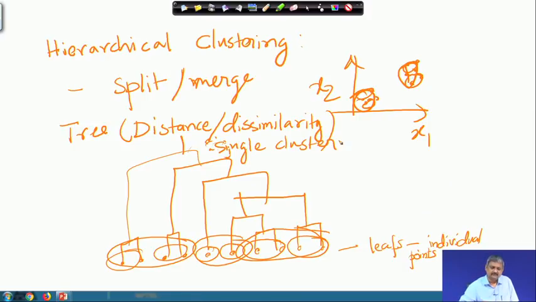Let me give an example. Suppose all the students: first I look at who are in the same class, I group together, then who are in the same department, I group together, then the same college, then the same state, then the same country. So, this is hierarchical clustering.